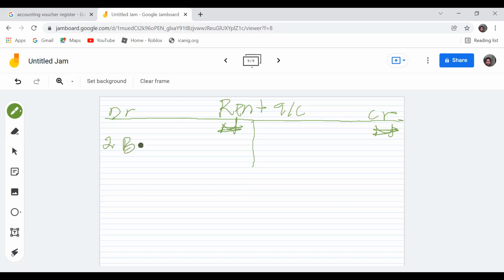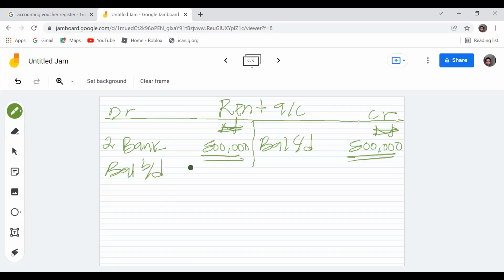So the money is coming from the bank account, right? Which is 500,000. Then there's nowhere in the question that shows that you paid another rent again. So balance 500,000 as well. Then you're going to have balance brought down of 500,000. All right, so that is all about the rent account.